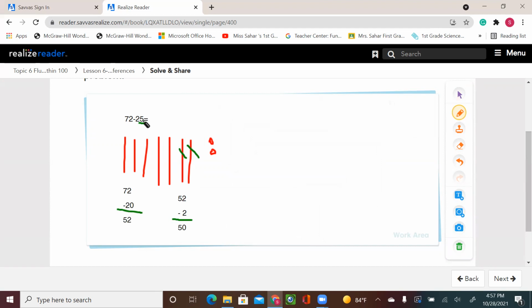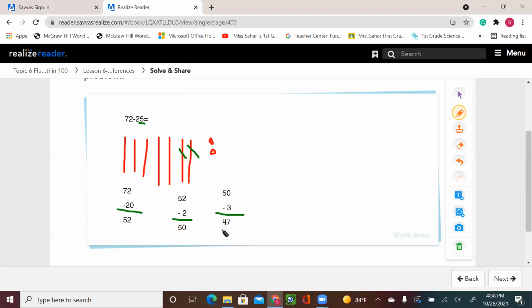Now, how many do I have left from the 5? 3. So that's what I'm going to do next. 50, very good. 50 minus 3 equals 47. So let's put this down. So that's my answer. So 72 minus 25 equals 47.